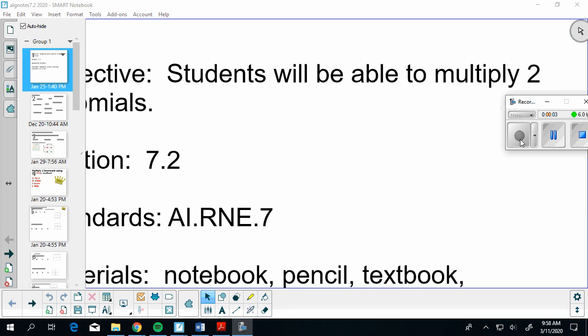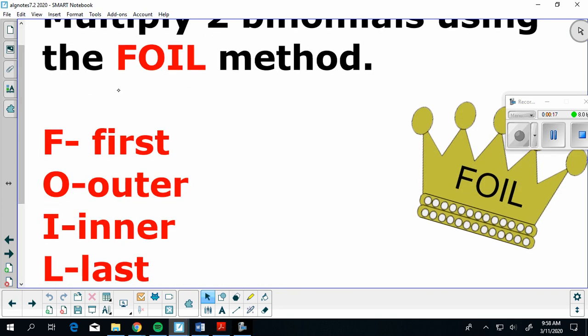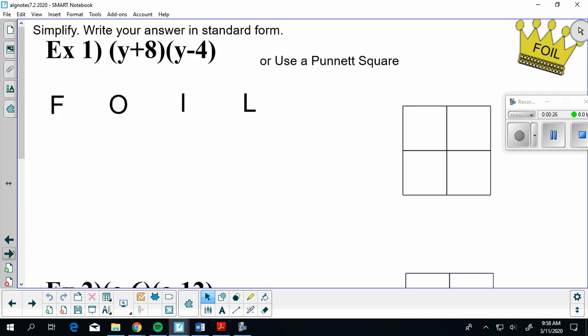We're going to go through how to multiply two binomials using FOIL and also using a Punnett square. So I'm going to show you how to do both of those things today. Our first acronym we're going to use here is FOIL. FOIL stands for first, multiplying them, outer or outside, I for inner, and L for last. And we're going to use that method here on this first problem.